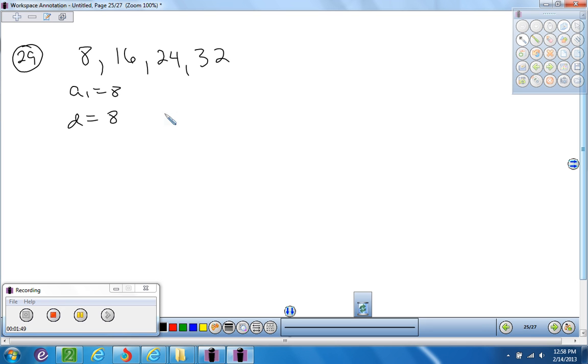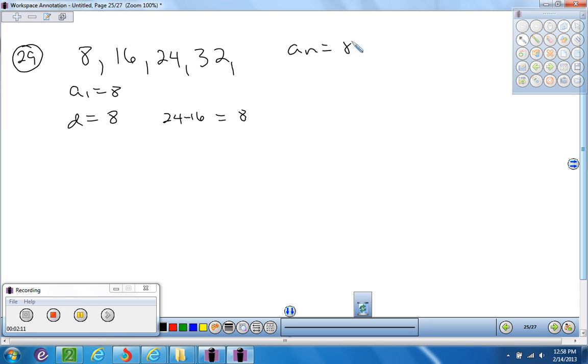Now, if you want to come up with this, I take 24 minus 16. That's going to give me 8. So a sub 1 and the common difference happen to be the same thing in this one. All right, so let's come up with an a sub n, to come up with how we could get the fifth term here.